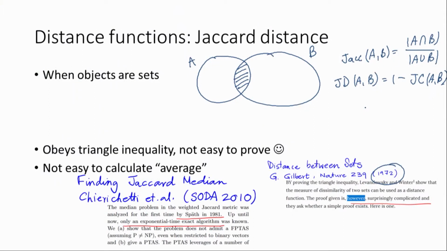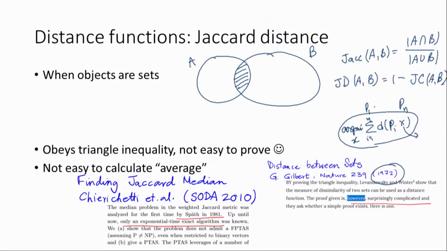Remember what we were saying about the average: we are given n points, p1, p2, ..., pn. You want to find x such that it is the argmin over x of the sum for i equal to 1 to n. Basically, you want to find some kind of center. Again, remember, the pi are sets, so you want to find another x, which is a set. Given a bunch of sets, you want to find another set x such that the sum of the Jaccard distances to all these given sets is minimized.